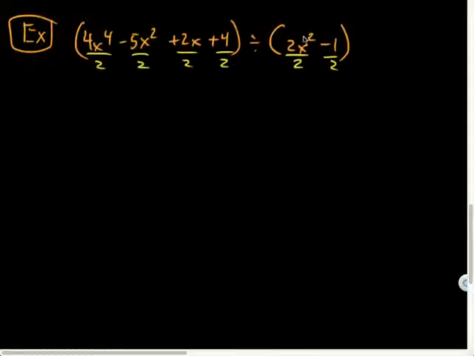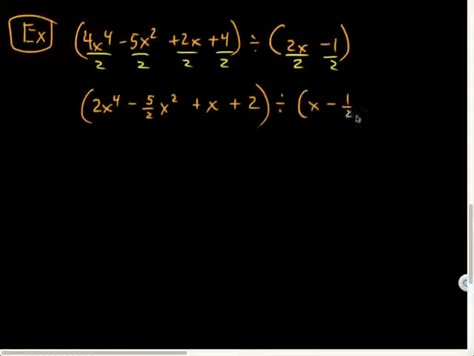Because, yeah, it would be hard. But as long as it's linear in a binomial, then yeah, you can still fix the coefficient piece. So sometimes we can modify it. So let's see. Let's figure out what this is. So this would be 2x to the 4th minus 5 halves x squared plus 2 divided by 2 is 1x plus 4 divided by 2 is 2. And then I'll divide by x minus a half.